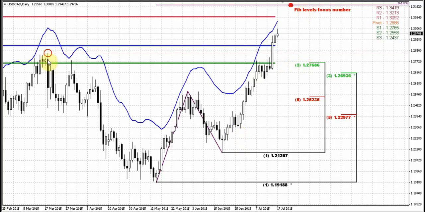Second, applying the previous top as support is a classical issue. So it's a classical tool, no doubts.